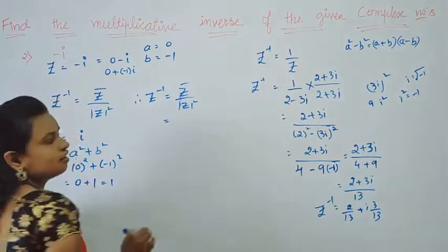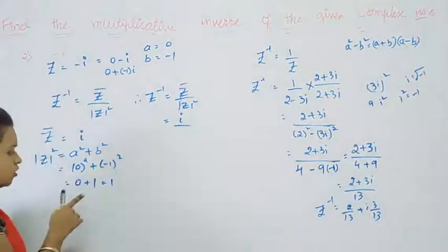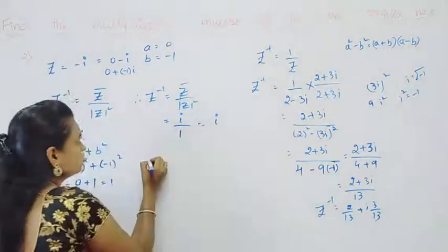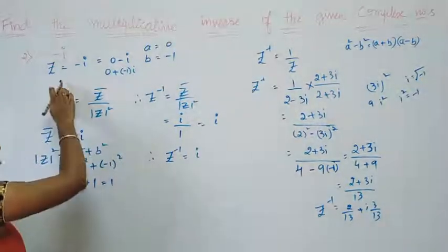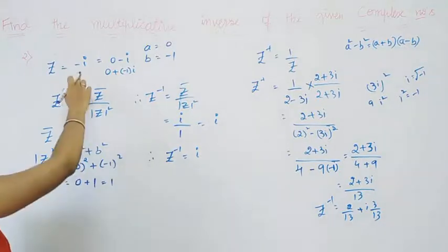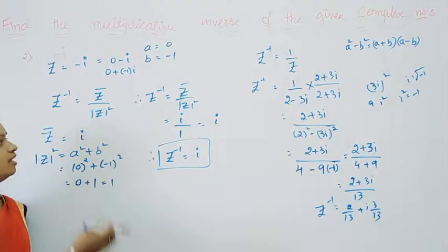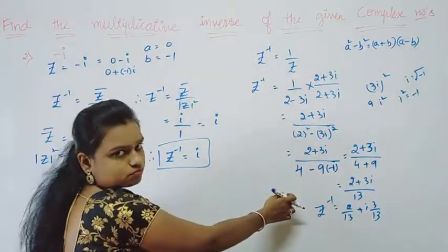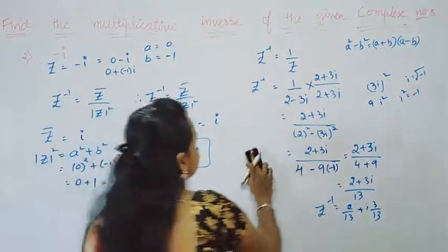So substitute the values. What is Z bar? That is i divided by mod Z square, which is 1. So it is nothing but i. So therefore Z inverse is i. So if Z is equal to minus i, the multiplicative inverse of minus i is plus i. Understand? Similarly you can find it in this way also. You try that. Okay, we move on to the next one.